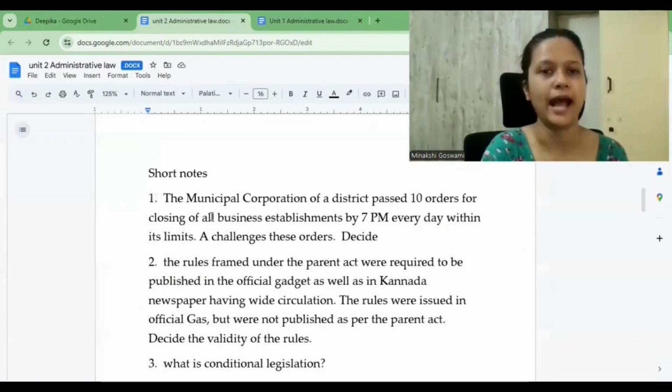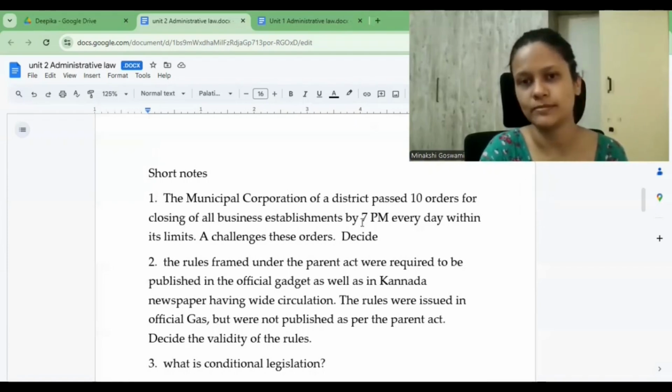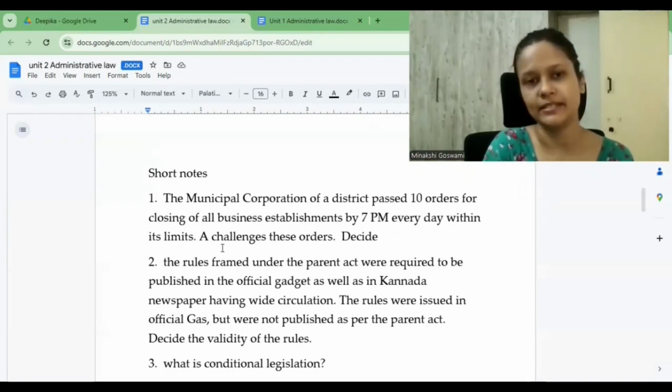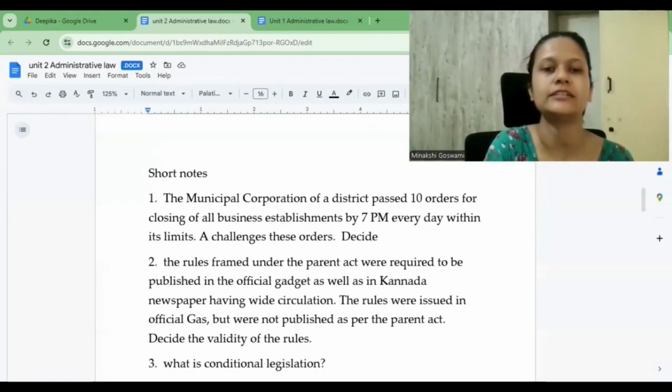So for short notes, we have: the municipal corporation of a district passed an order for closing of all business establishments by 7 p.m. every day within its limits. A challenges these orders, decide. So you need to take a decision whether that order is valid or it is arbitrary.